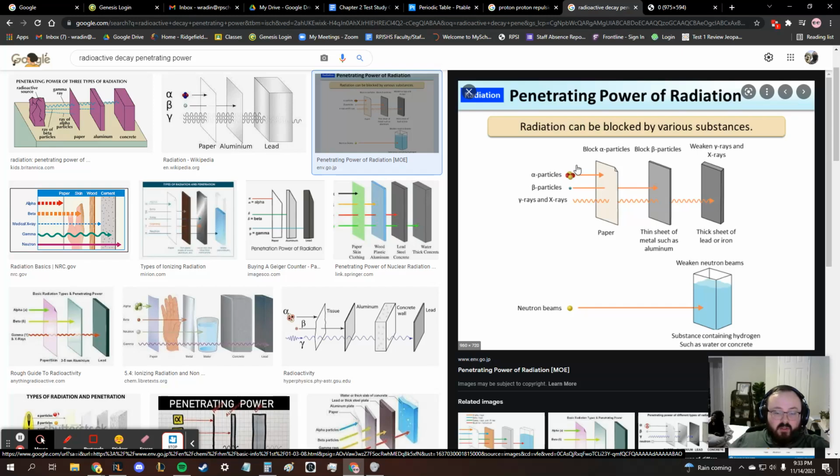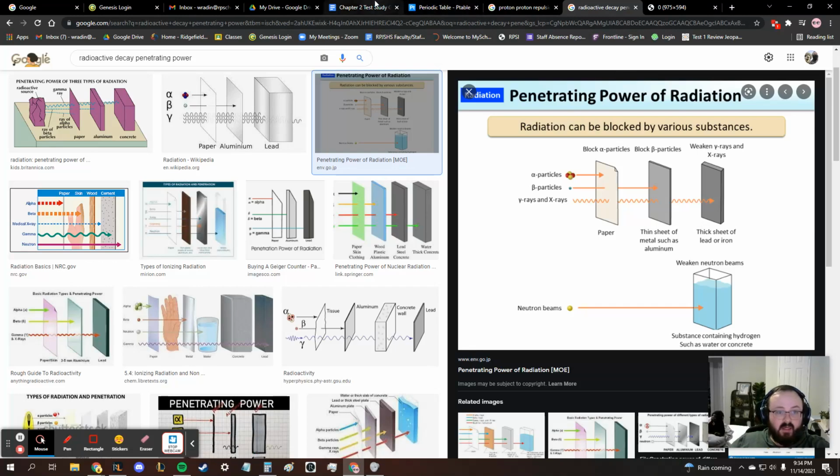Alpha particles are the largest, so they are bulkier. They can't go through stuff as much. Beta particles are a little bit smaller, so they can get through some stuff. But for the gamma rays, you need something thick, like lead or iron, to stop it. So it all depends on how big the thing is and how much speed it has.